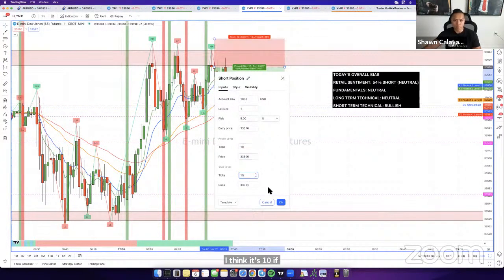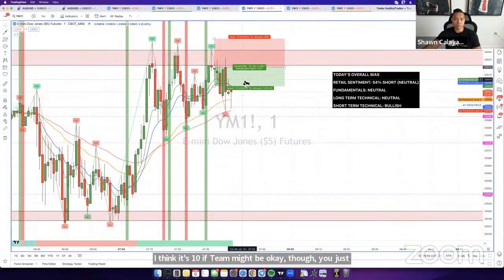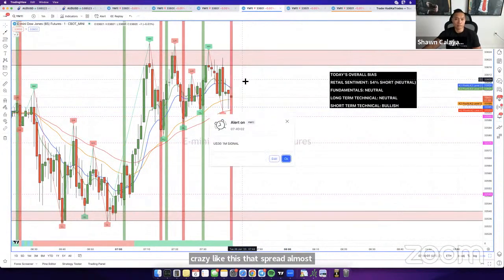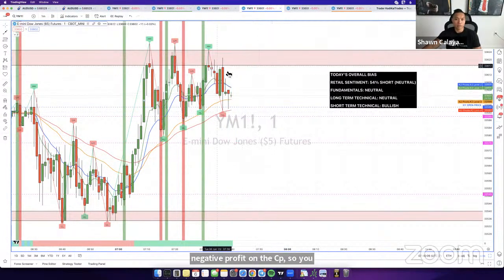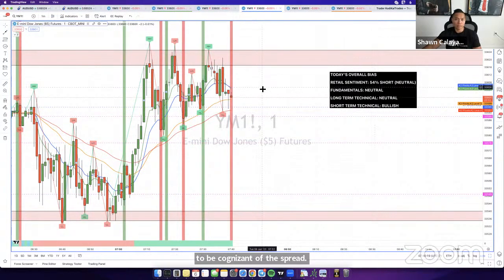1015 might be okay though. You just need a little bit of space because of the spread. Like if you guys remember this morning, the spread was crazy. That spread almost gave me negative profit on the TP. So you guys need to be cognizant of the spread, because if you're going in with a small stop loss and the spread is super wide, you're going to automatically hit your stop loss as soon as you enter the trade.